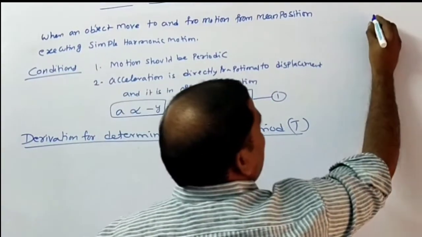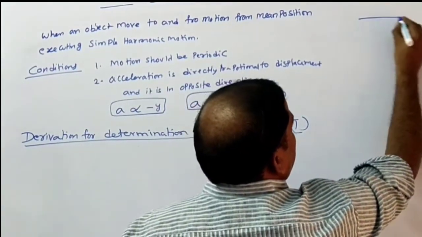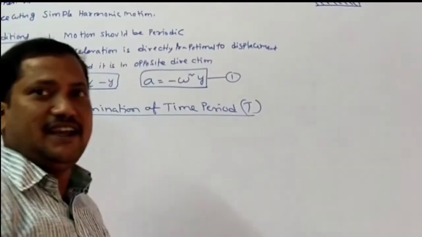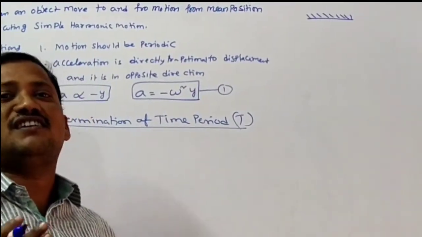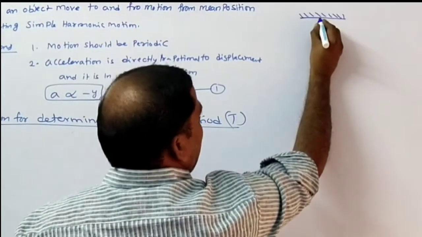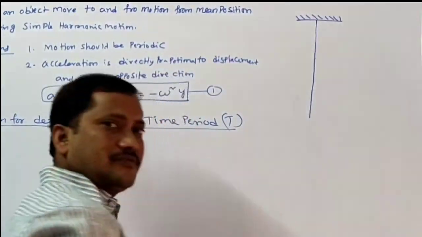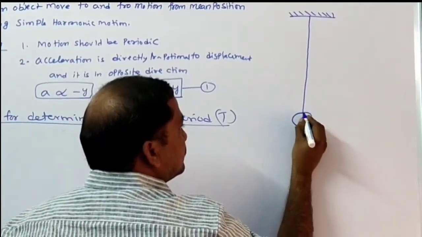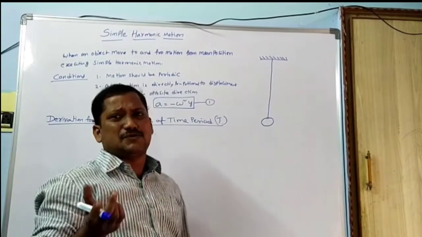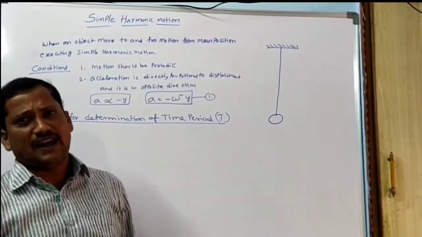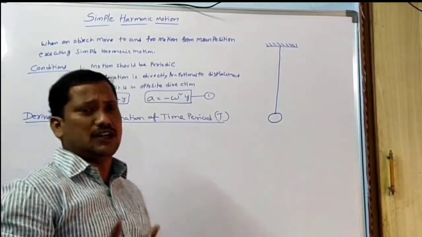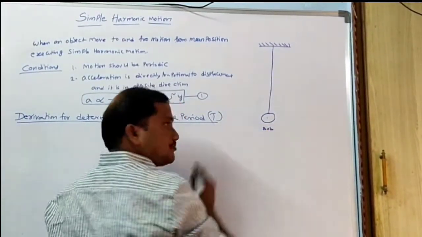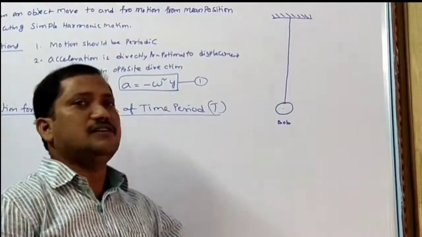See, for this simple pendulum, this is the rigid support, and a torsionless thread is taken. A bob is attached to it. A bob means a metal sphere, either made of brass, steel, wood, whatever it may be. This is the bob, B-O-B. Now this we can call the simple pendulum.